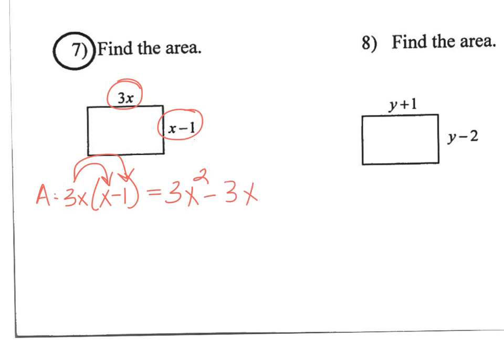Well, what do I do now? Now I need to simplify this. You can pull out a GCF. They both have a 3 in common and an x in common. When I pull that out, I'm left with x minus 1. If you distribute this 3x to x, you'll get 3x squared. 3x times negative 1 is negative 3x, okay? So you can see that that works.